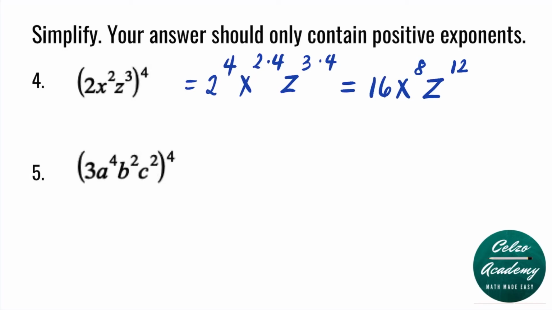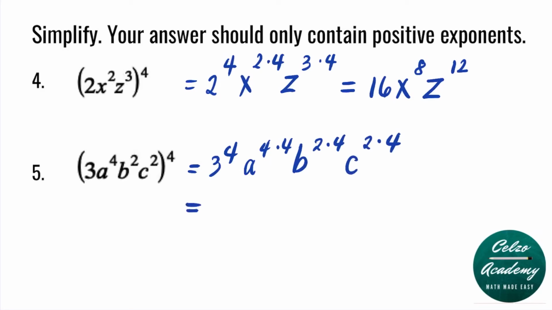Question number 5. The quantity 3a to the 4th, b squared, c squared to the power of 4. For number 5, we apply the power rule to the variables a, b, and c, and the numerical coefficient 3. So we will have 3 to the 4th power, a to the 4th times 4, b to the power of 2 times 4, and c to the power of 2 times 4.